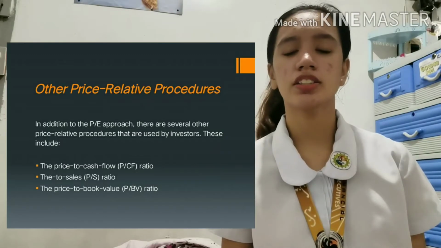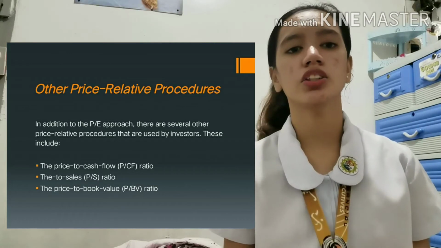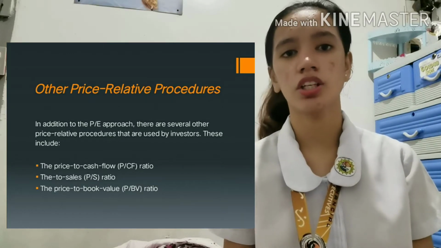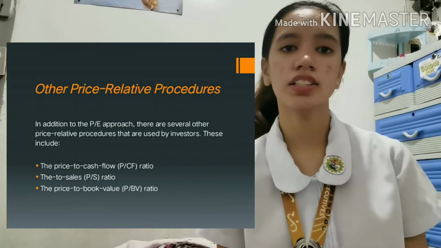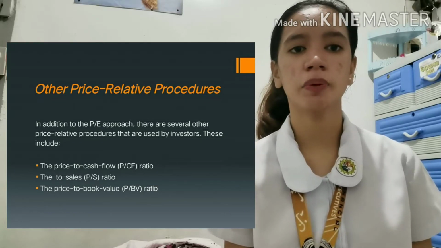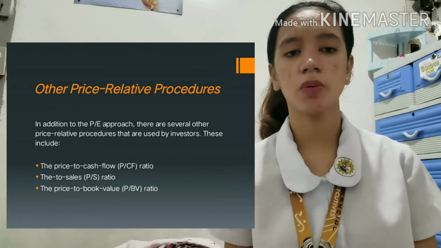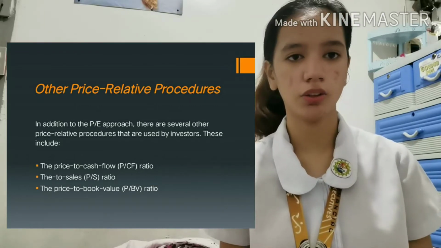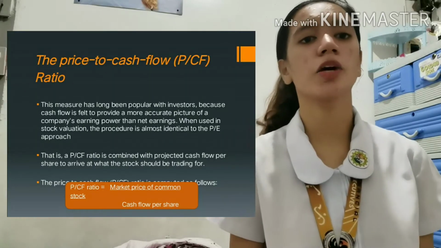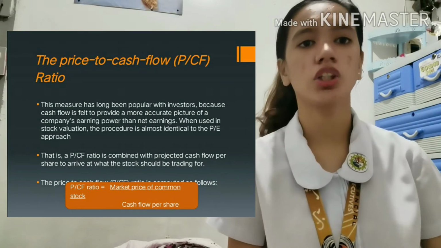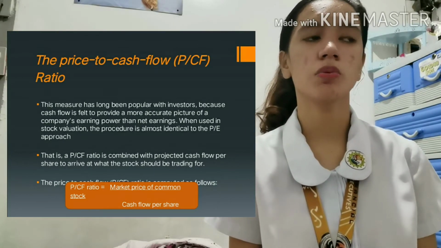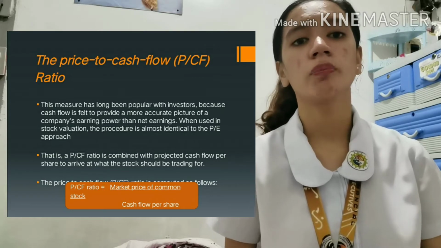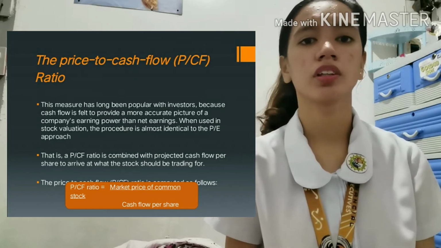Next, yung other price relative procedures. In addition to the price earning approach, there are several other price relative procedures that are used by investors. Yun nga yung sinabi ko kanina, yung price to cash flow, price to sales, and price to book value. Yung first one is the price to cash flow ratio. The procedure is almost identical to price earning approach.